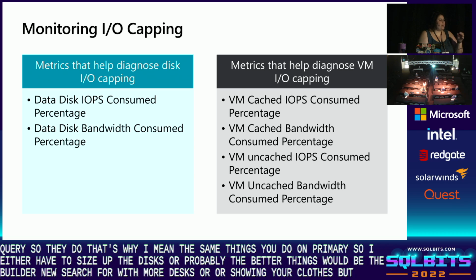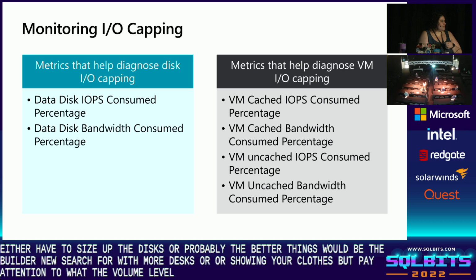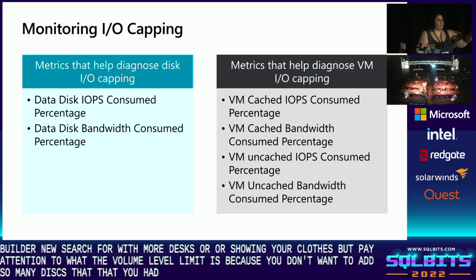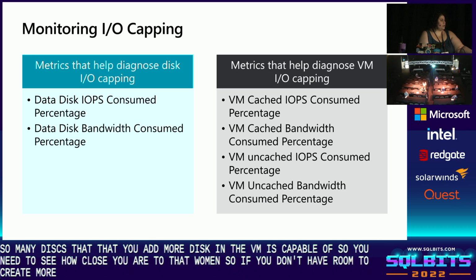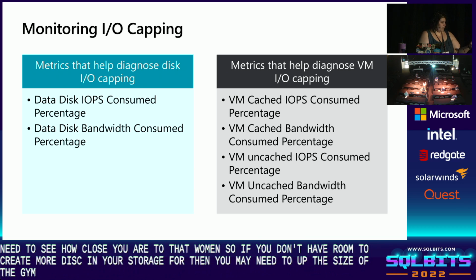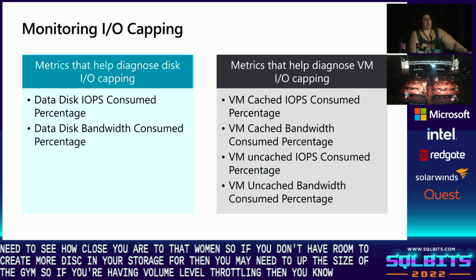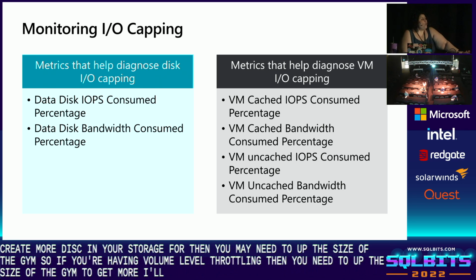But pay attention to what the VM level limit is, because you don't want to add more disks than the VM is capable of. So you need to see how close you are to that limit. If you don't have room to create more disks in your storage pool, then you may need to up the size of the VM. If you're having VM level throttling, then you need to up the size of the VM to get more I/O, or change the type of VM that you're using.